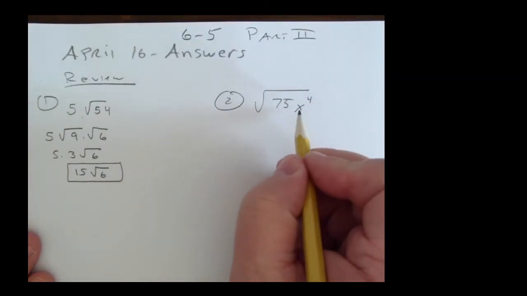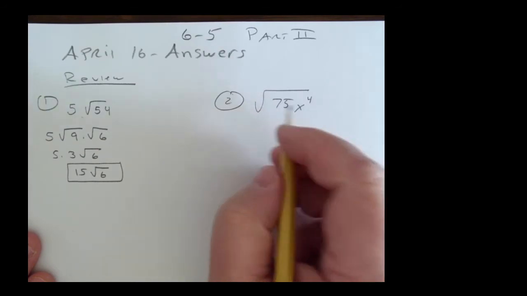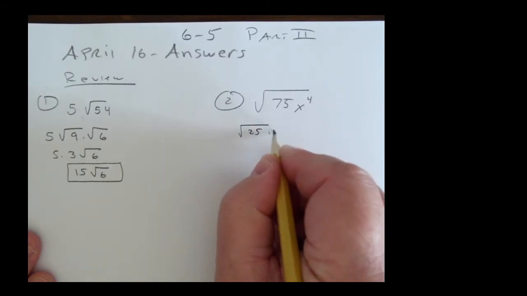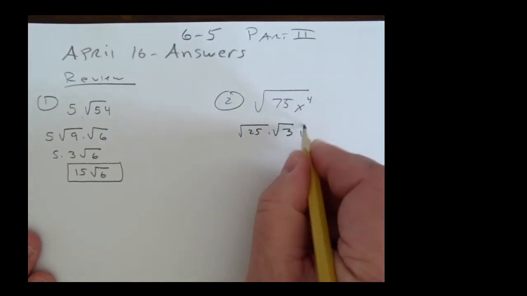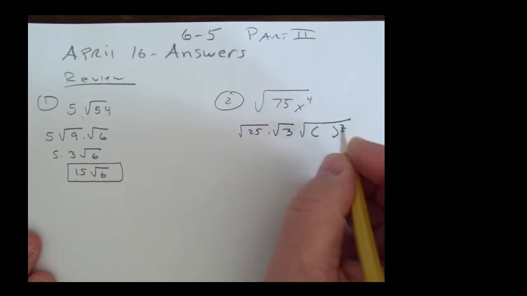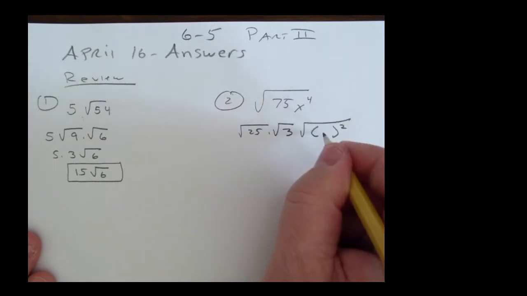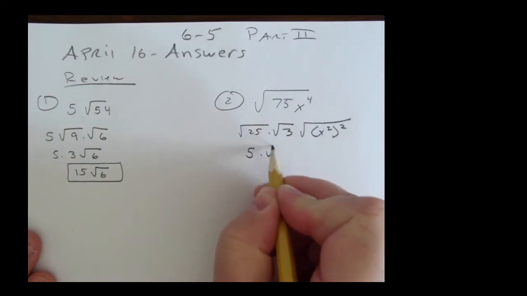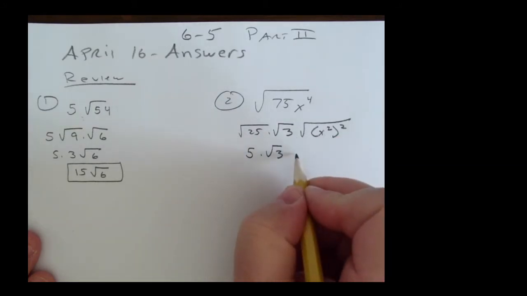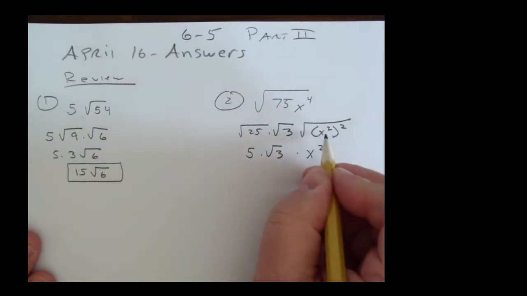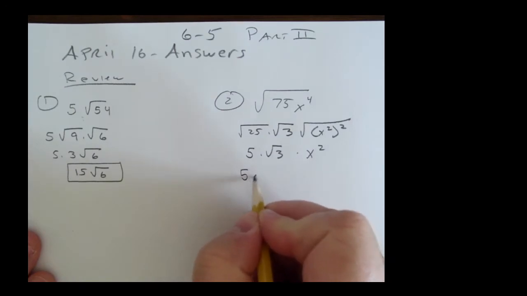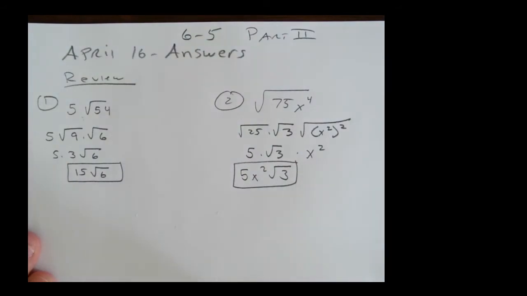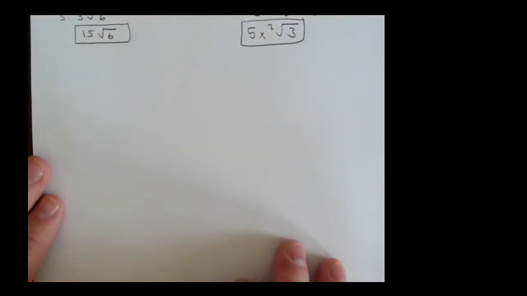Square root of 75, x to the 4th, root of 25 times square root of 3. And again, we're dealing with squared. So what's squared is 4x squared. So 5 times the square root of 3 times x squared. 5x squared times the square root of 3. And that's our answer for number 2 on the review section.